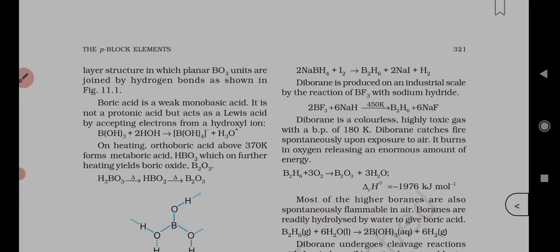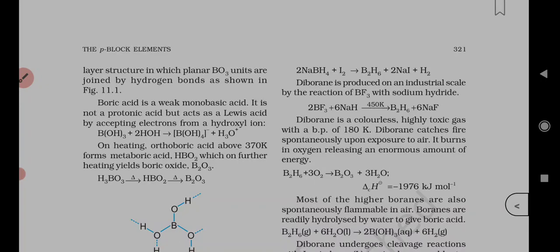B2O3 is called boric oxide. Boric oxide is also formed when you heat boric acid, which forms metaboric acid, and then boric oxide. So in this way, when diborane is released in air, it reacts with oxygen and forms B2O3 plus 3 water. Delta H is minus 1976 kilojoule per mole. So a large amount of heat is released. Most of the higher boranes are also spontaneously flammable in air.